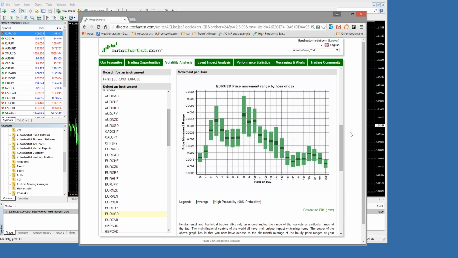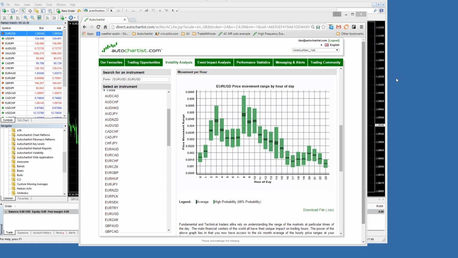And here we go. So euro dollar. So currently we are actually sitting in a very very volatile time of day. It is 9:15 a.m. New York time, right? And so we're sitting at this time of day over here, which looks like the second or third most volatile hour of the day. Right, so this is a very volatile time of day for us right now.